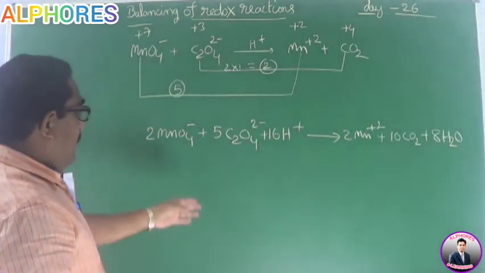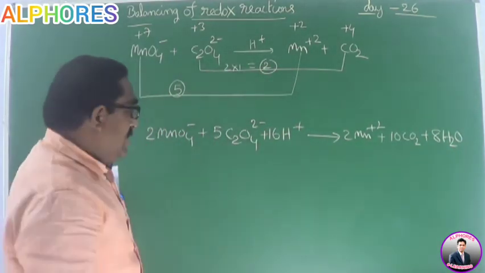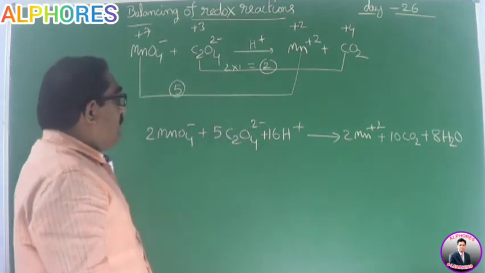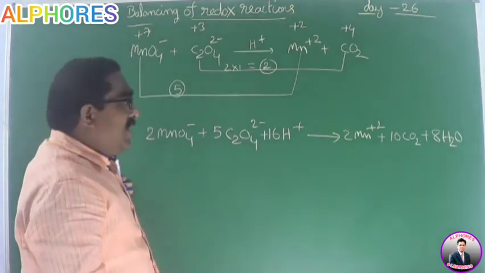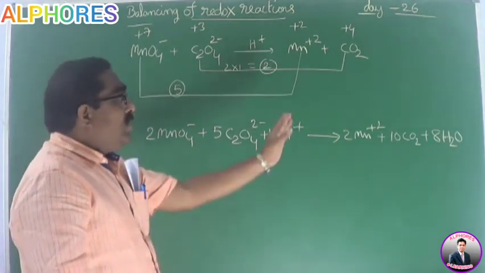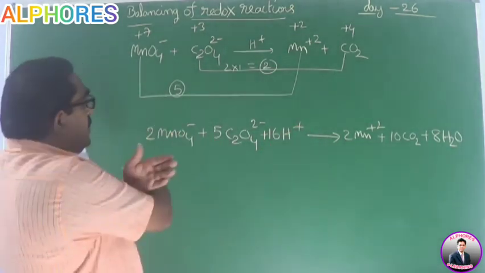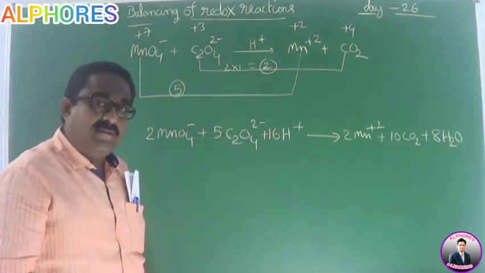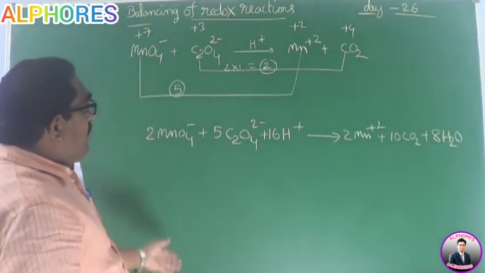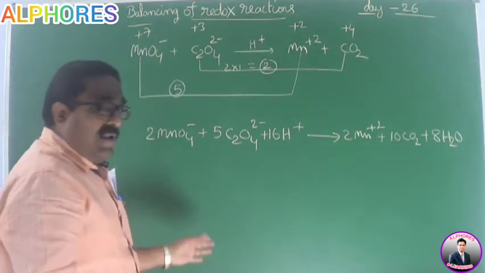16 hydrogens, so make the charge balance also, you can check. -2, -10, -12, plus 16, means net +4 here. And that side also 2 into +2, +4. So this is the final balanced equation with respect to all aspects. Okay, we finish off this and then I will go for the next question.